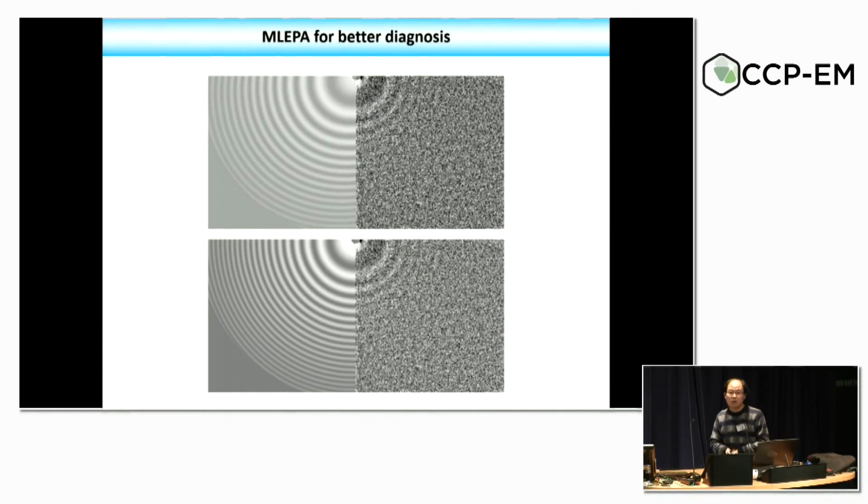And let's have a look at how it helps our diagnosis. So here are two results on our challenging phase plate data set, where I deliberately chose different parameters to let one estimation be successful and the other estimation be wrong. Can you guess which is correct and which is wrong?